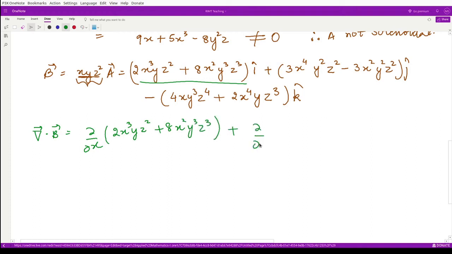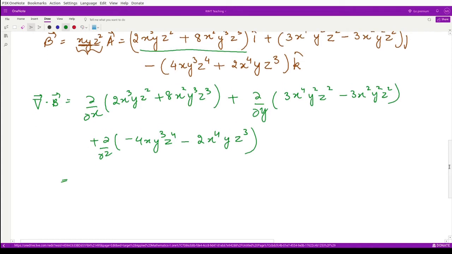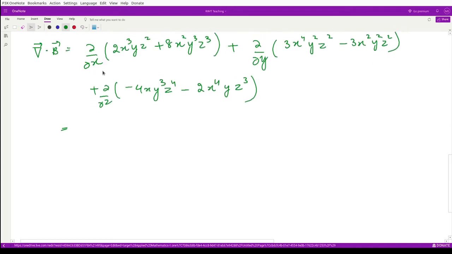Plus del by del y of the quantity 3x to the power 4 y square z square, and then you have minus 3x square y square z square, and then for the third term you have del by del z of minus 4x y cube z to the power 4 minus 2x⁴ y z cube. So next, when you perform this partial differentiation here, let's see what we obtain.